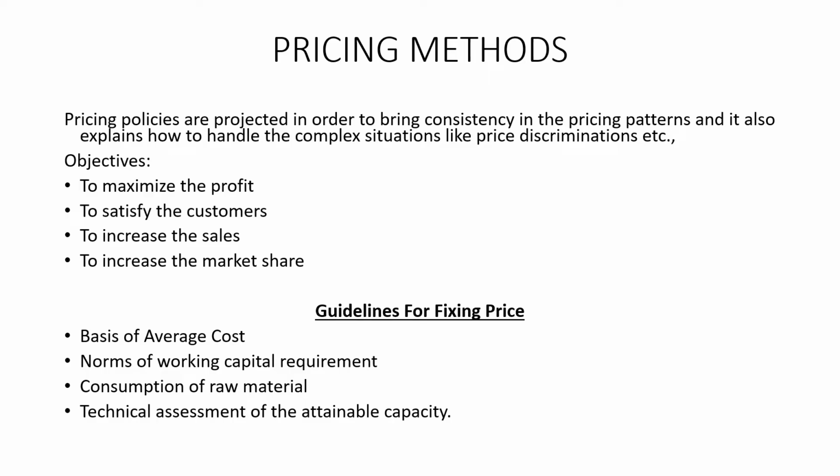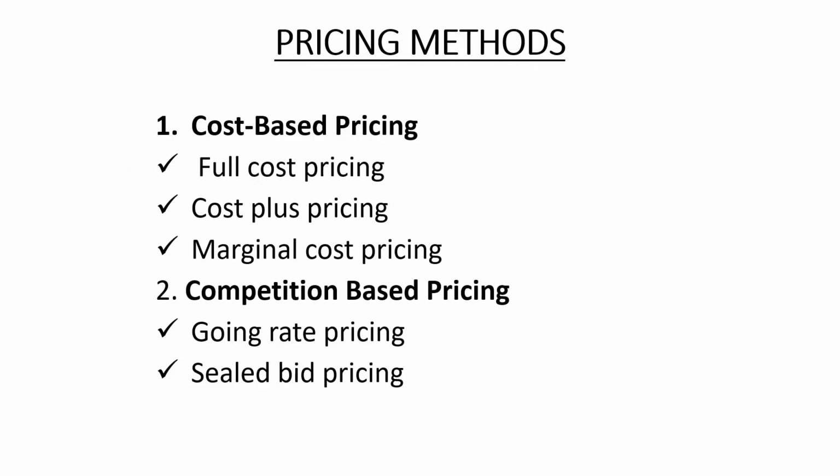Generally these are the guidelines which you take into consideration for fixing the price of the product. The first one is based on the average cost, and it is also based on the working capital requirement, the consumption of raw material, and the technical assessments of the attainable capacity. Next, pricing methods.